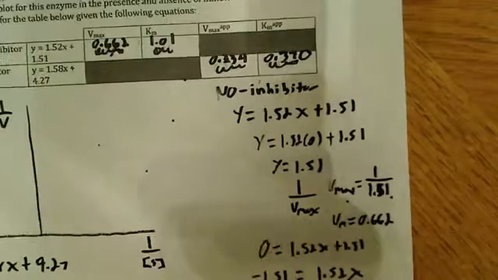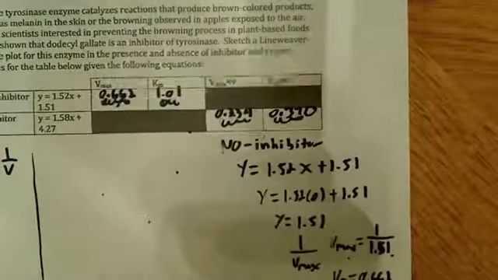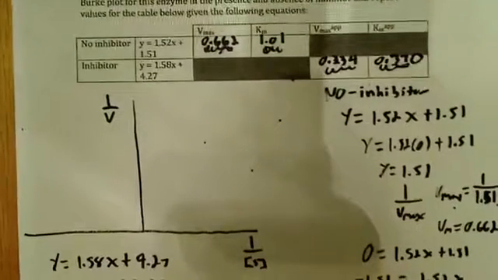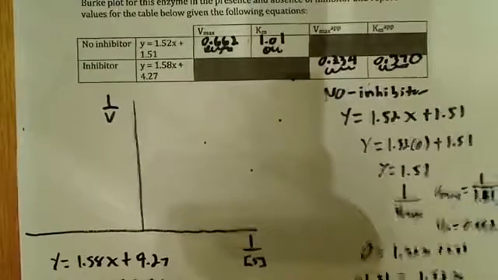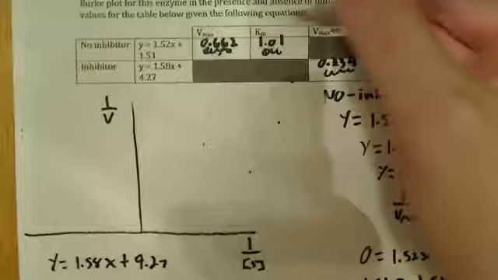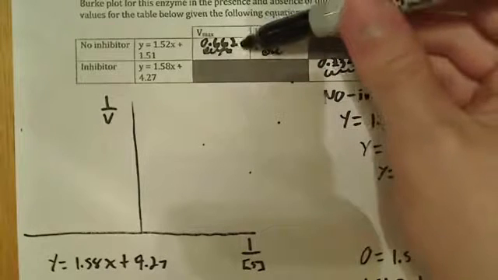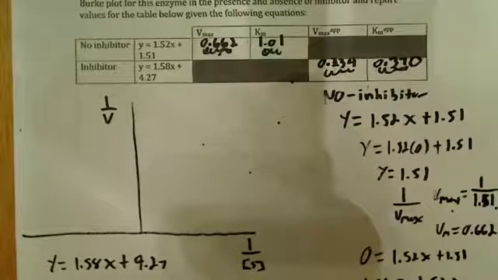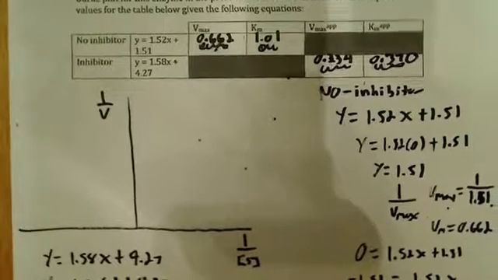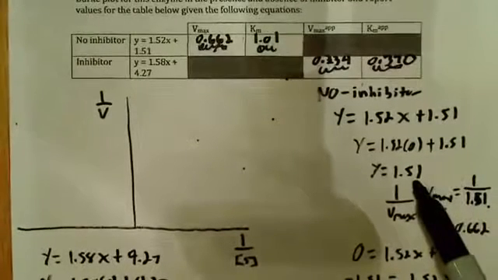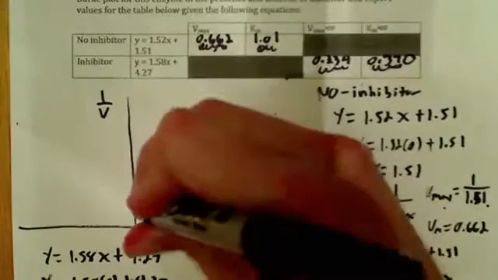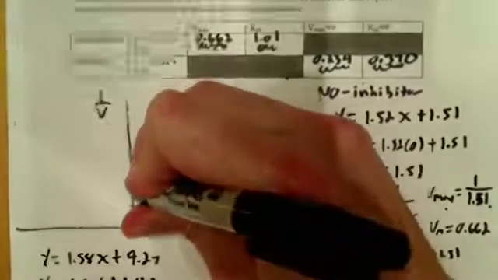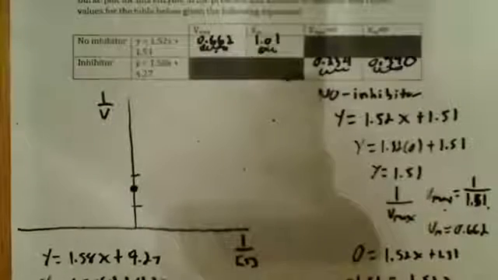Okay, so I have those values, right? I have my Vmax, I have my Km for both of those things. Now I can plot those on the graph that I drew over here. Although this is getting a little messy, I know where they are. So if I want to plot the no inhibitor first, the Vmax is 0.662, but that's not the value I want to plot. The value I want to plot is the 1.51. So here's 1, so here's 2, so 1.51 is right there. I plot that point right there.